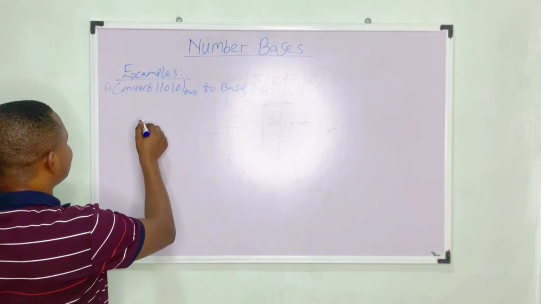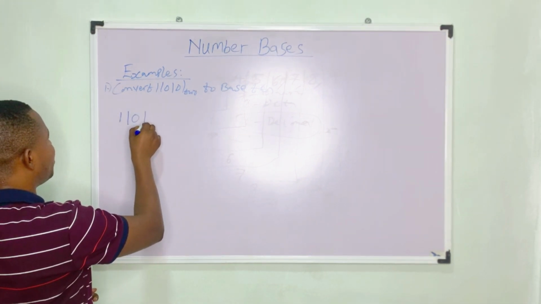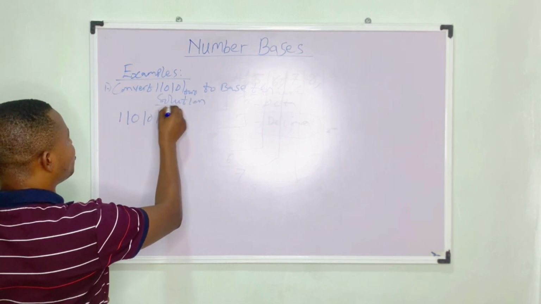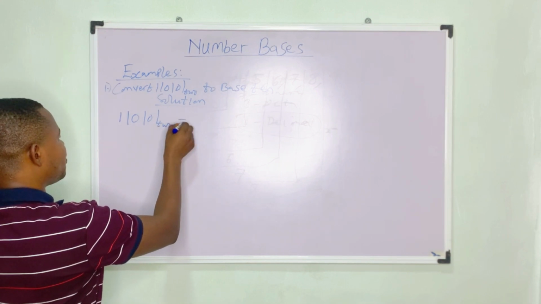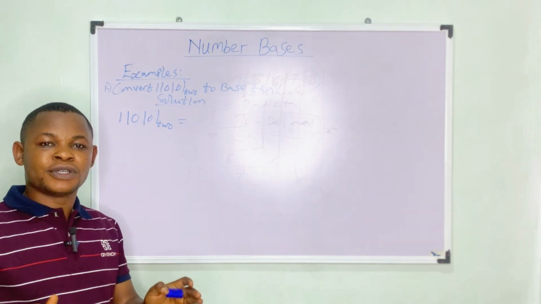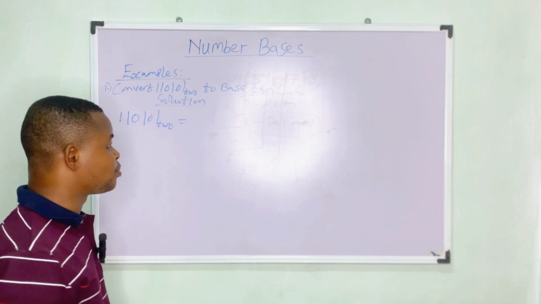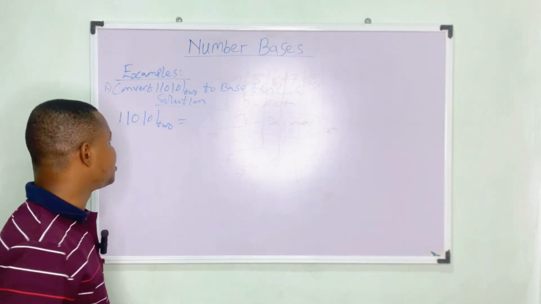Now, let's look at this. We have 1100101 as a number in base 2. Like I promised, I am going to teach you in the simplest form to solve mathematics problems, from basic mathematics to advanced mathematics.